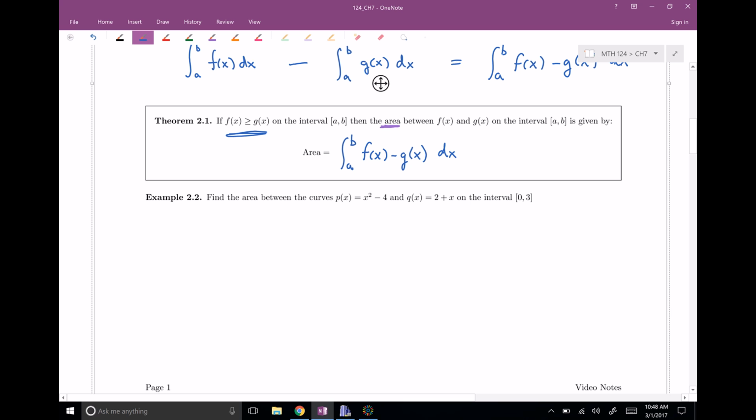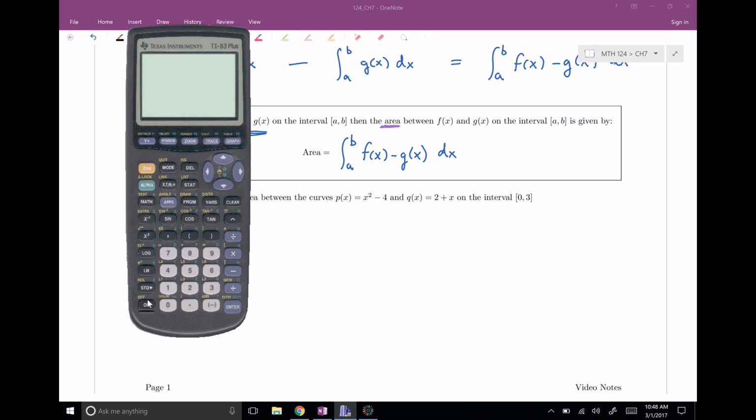So I need to figure out which one's bigger than the other, and there's a couple ways that you can go about doing this, but what I'm going to do is just graph it in my calculator, right? So I'm going to pull out my calculator, and I'm going to graph these two functions. So the first one I'm going to graph is the x squared minus 4, and hit graph and just stare at this one really quick. Remember, I'm only really caring about the interval from 0 to 3.